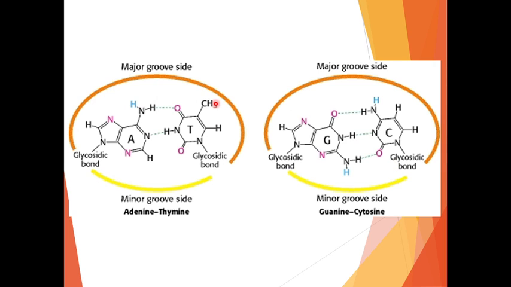Now, the major groove side of the B form of DNA is on the side that is above both the bases. Similarly, for guanine and cytosine, the major groove is on top of them, whereas the minor groove is on the bottom side, and that is closer to the glycosidic bond or the ribose ring. That is the same for guanine and cytosine.